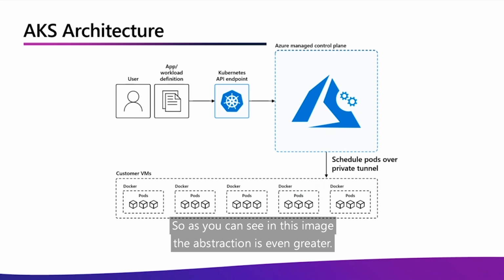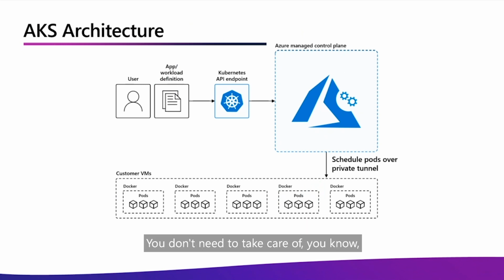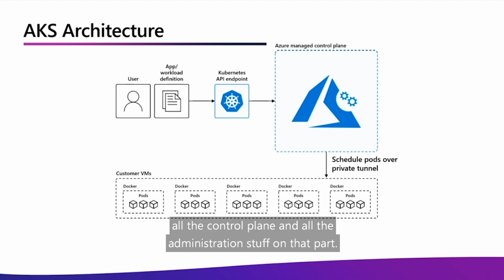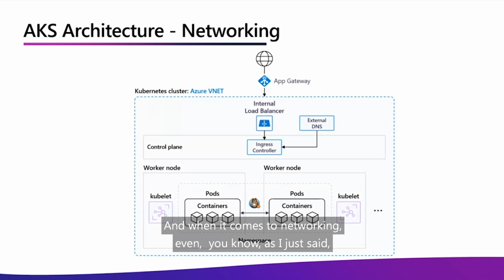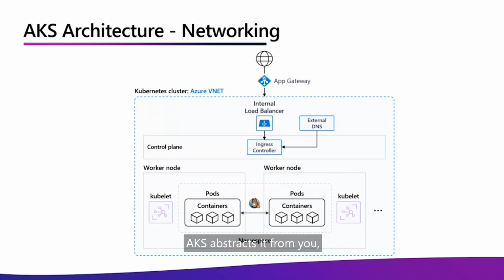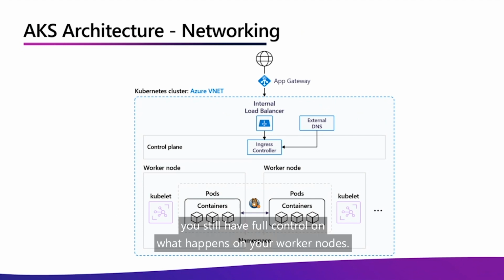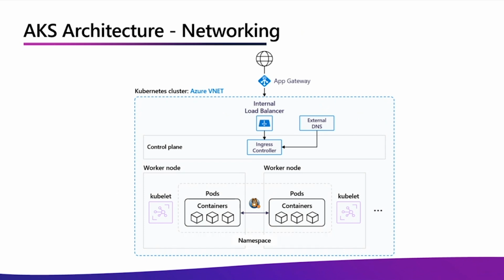So as you can see in this image, the abstraction is even greater. You don't need to take care of all the control plane and all the administration stuff on that part. And when it comes to networking, even as I just said, AKS abstracts that from you. You still have full control on what happens on your worker nodes.